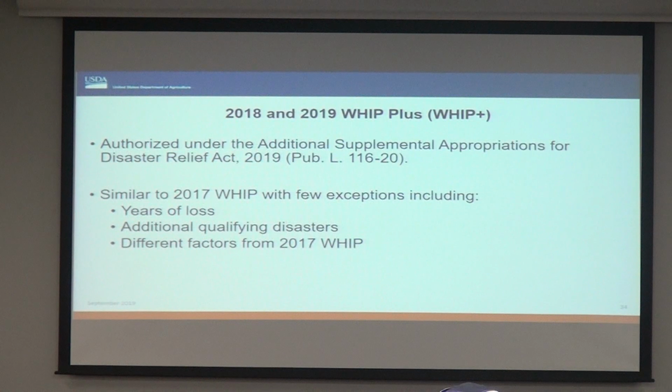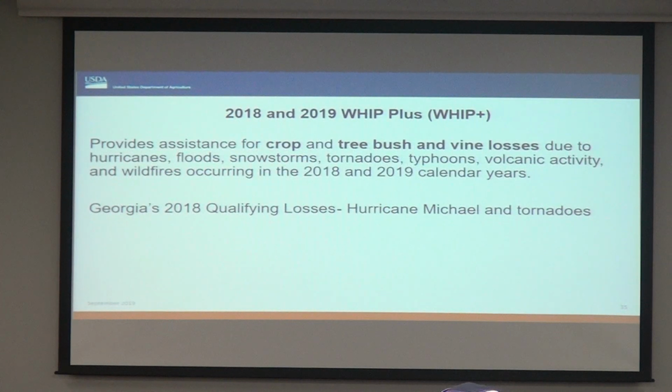Of course, the years of loss have changed. There are additional qualifying disasters. Also, there are different payment factors. Actually, the payment factors have increased for WIP Plus. And of course, it provides assistance for crop, tree, bush, and vine losses due to hurricanes. Our eligible events here in Georgia are hurricanes and tornadoes. In 2018, of course, we had Hurricane Michael, and then we had some tornadoes, and we may have some tornadoes in 2019 as well, but those are qualifying events. If crops, trees, bushes, or vines were affected, then they're eligible to come in and apply for the program.